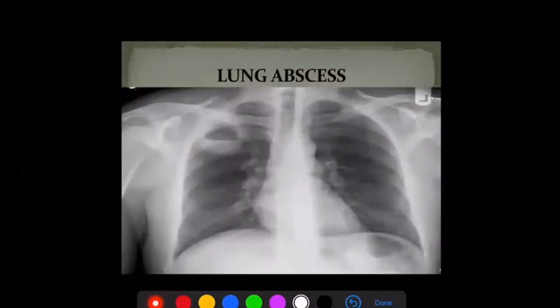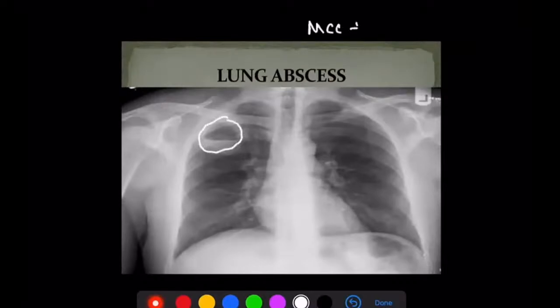In lung abscess, you can have this ring sign. What is the most common cause of lung abscess? Hydatid cyst? No, hydatid cysts are very rare, not as common as bacterial infection. Bacterial infection can lead to lung abscess. It can be due to streptococci and many gram-negative organisms, but the most common cause is Staph aureus.